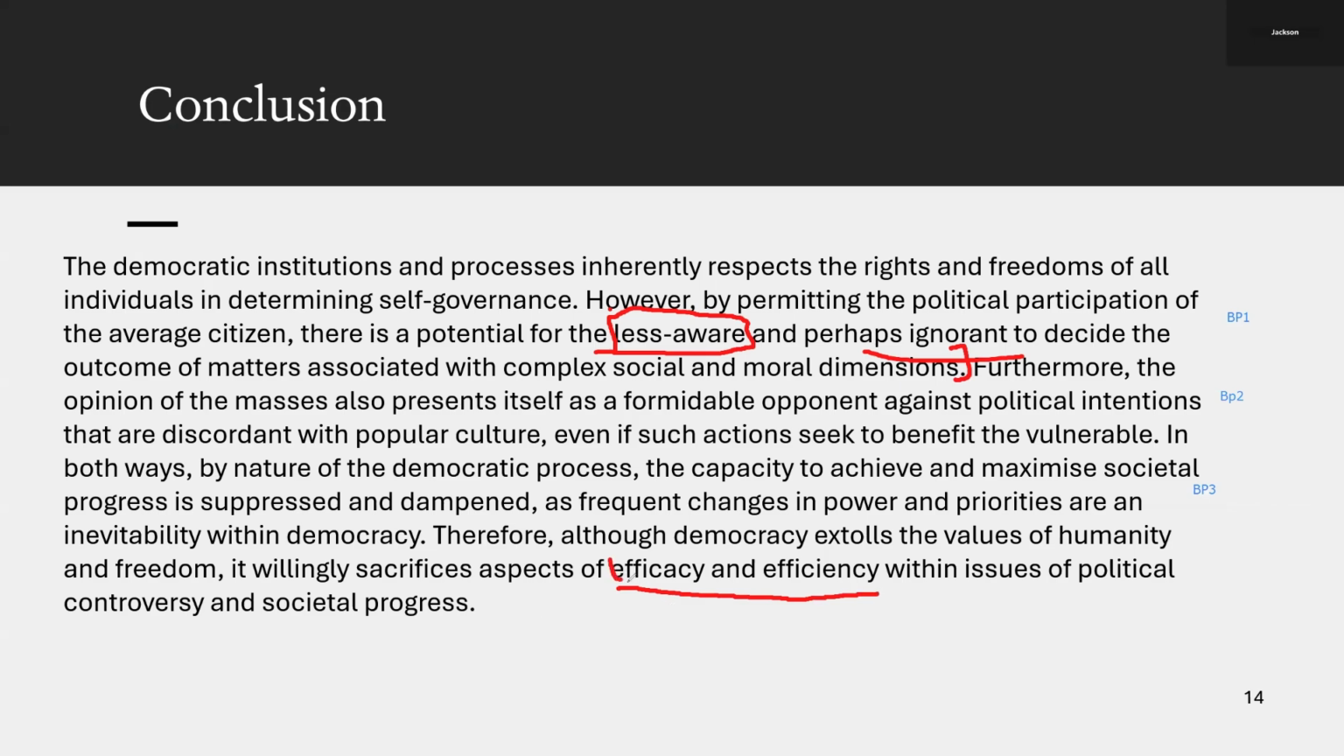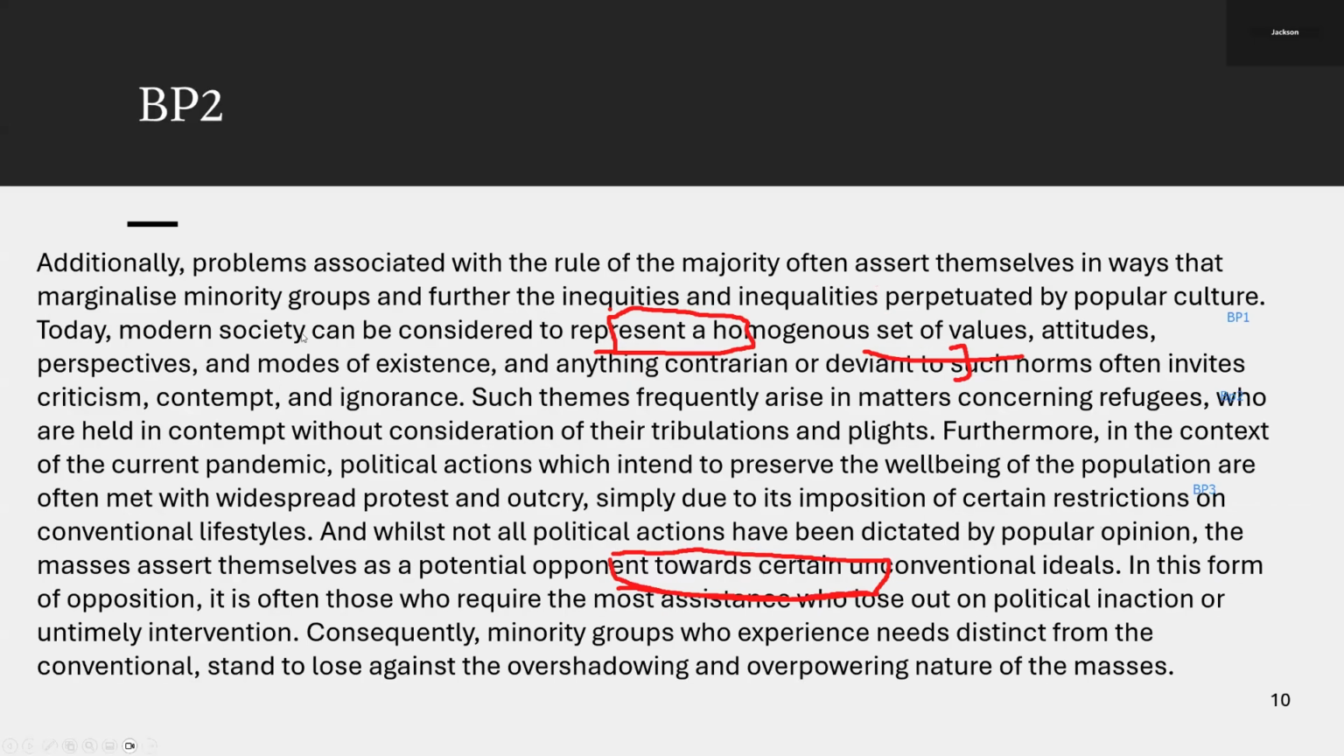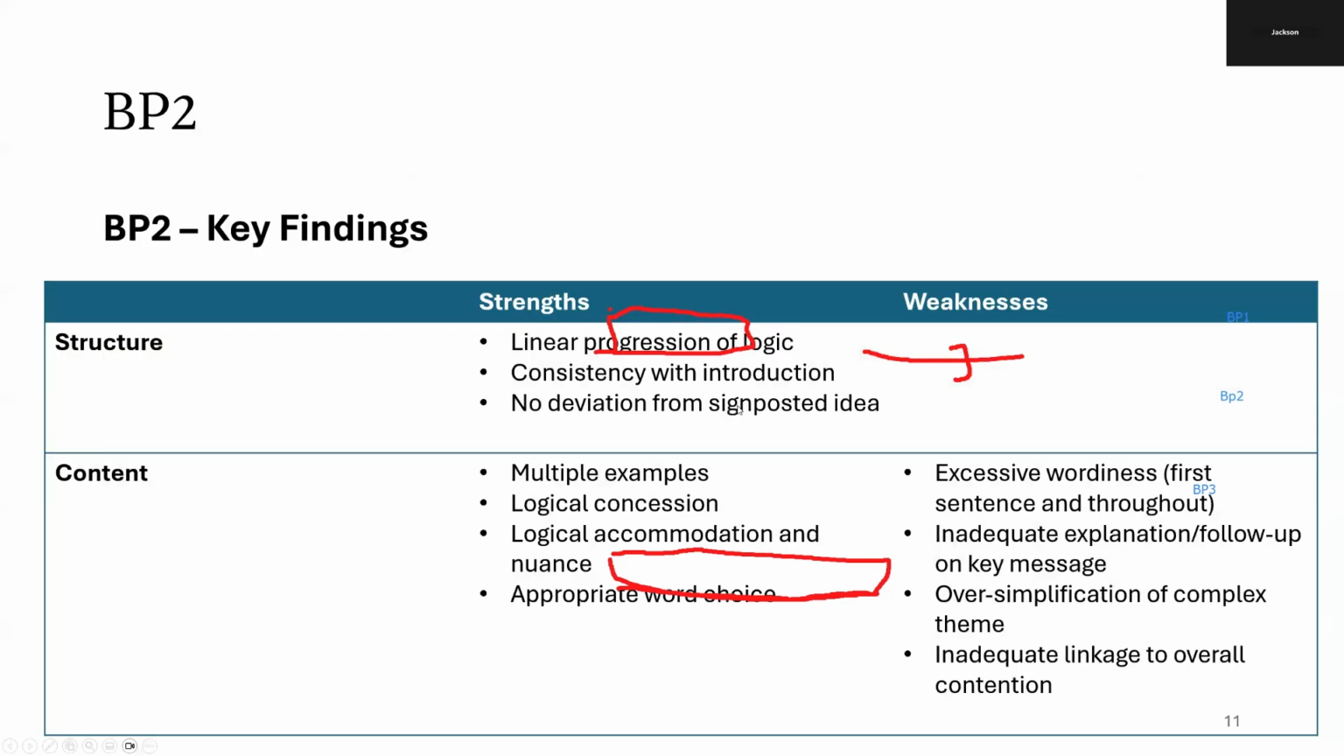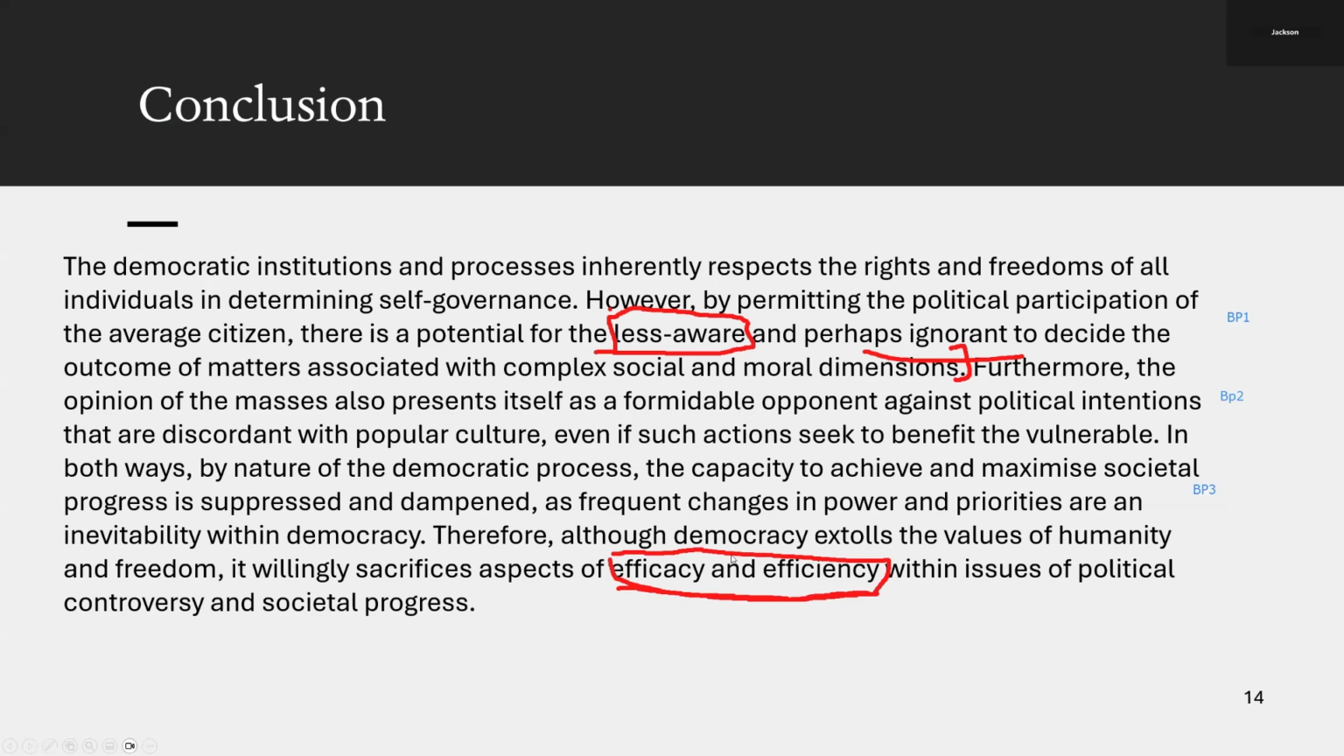So this is, once again, remember, we talked about this in the contention at the very, very start, right? If I go back here, we talked about ineffective and inefficient process as part of our overarching contention. And that's mirrored here in the conclusion, efficiency and efficacy. So really, the conclusion should be the easiest thing because you're just summarizing what you've already said. And you can see how the conclusion mirrors the introduction.